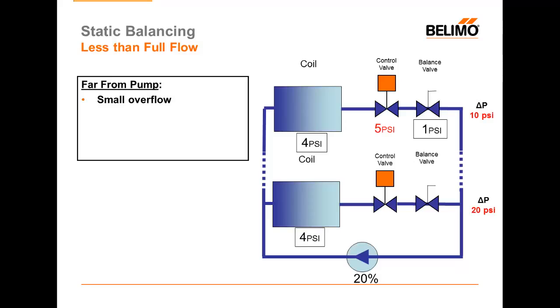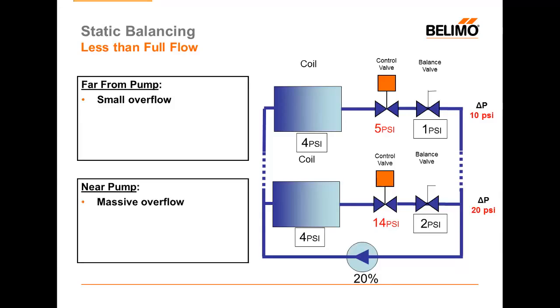Let's say again we still have 4 psi on the coil, and now our balancing valve, which was supposed to take a 12-pound drop, is probably only taking 1 or 2. In this case, we'll say 2 psi. That means that the entirety of the rest of those 14 psi go to my control valve. Here I'm going to generate a massive overflow. Again, this valve was sized and balanced for a 4 psi drop, and now it is seeing 14. You can see why static balancing can cause a lot of problems.